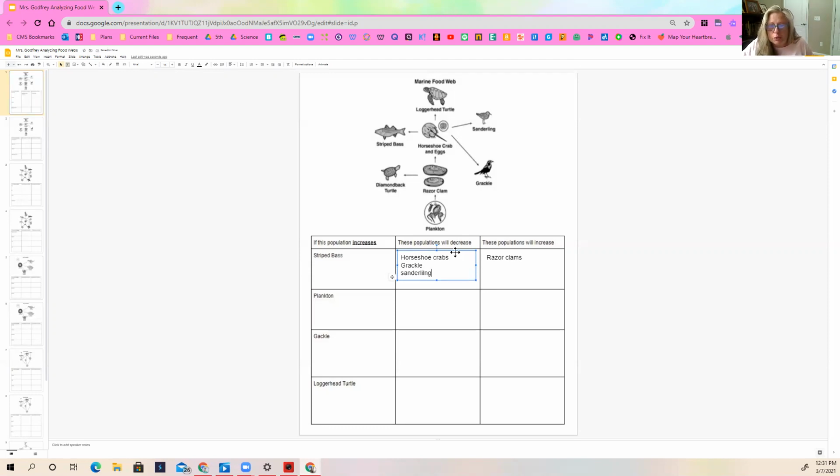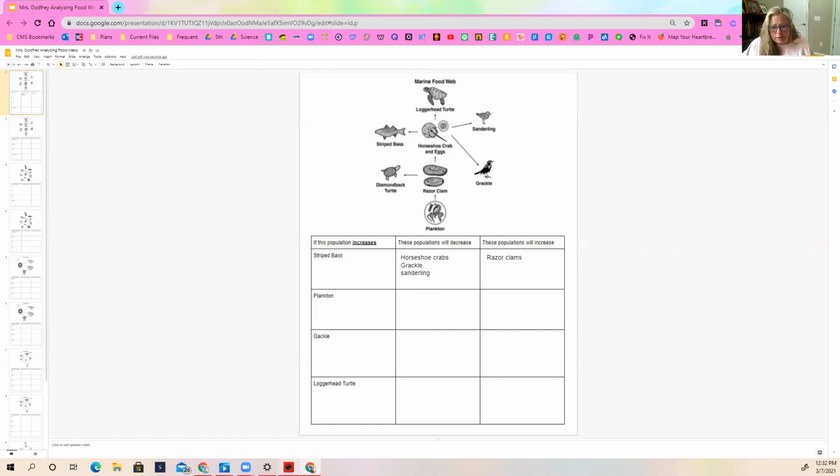Now, as you're doing this, it might be easier to have a friend to work with. You will be responsible for working on your own document. You each have to do your own document, but you can totally work with a partner because it will be easier to discuss. Let's do a second one together. Let's talk about the plankton. All right, so right here is the plankton.